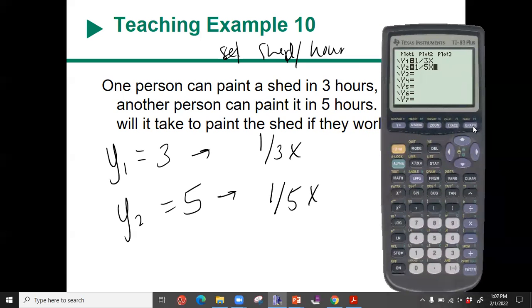If they work together, I'm zoomed super far out, but let's see. What do you notice happens here? Where is it? It's going to intersect. Clickety click. Notice if you try to solve in the calculator, they're going to intersect where?